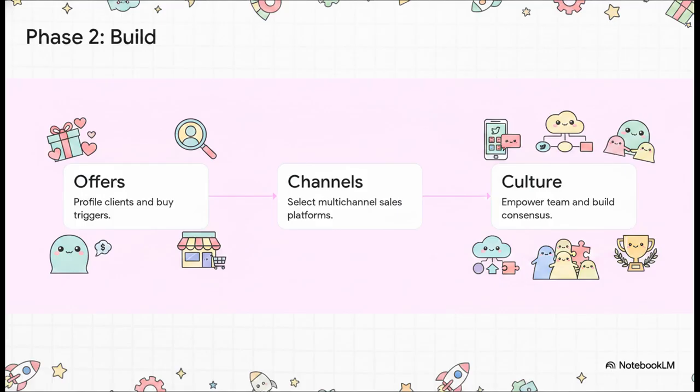This means identifying the exact multi-channel sales platforms, whether that's online marketplaces, physical stores, or social media, where your customers are just most comfortable buying. And finally, stage 6 focuses on culture. This is absolutely crucial. It's about building an empowered, accountable team that completely shares a single strategic intent.